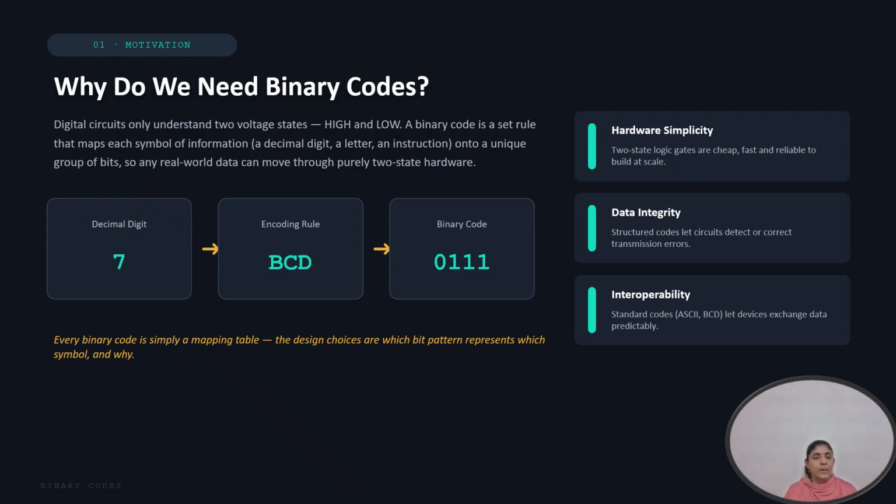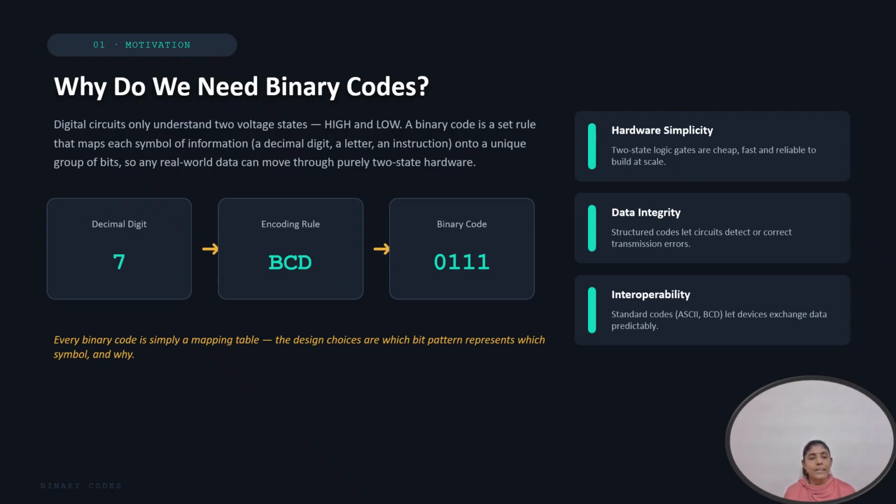The first one, motivation of this topic. Why do we need binary codes? You already know the digital circuits can understand only two voltage states, high and low. I mean bit 0 as well as bit 1. Bit 0 is the lowest value and bit 1 is the highest value.